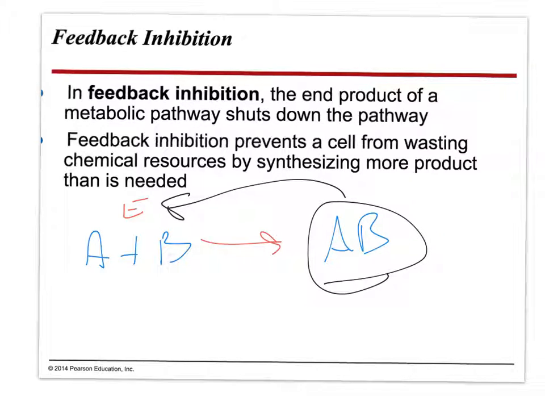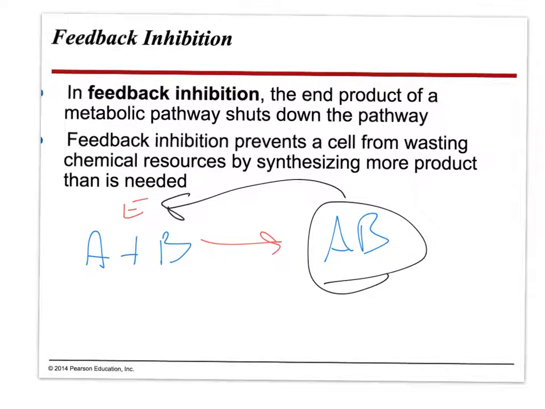Well, the product AB is not there. What does the cell recognize? Does it need it? Yes. Okay? So it needs to make more, right? If there's no AB there, then we need to make more. So if there's no AB there, that means that enzyme is turned on, and now we start to produce more.